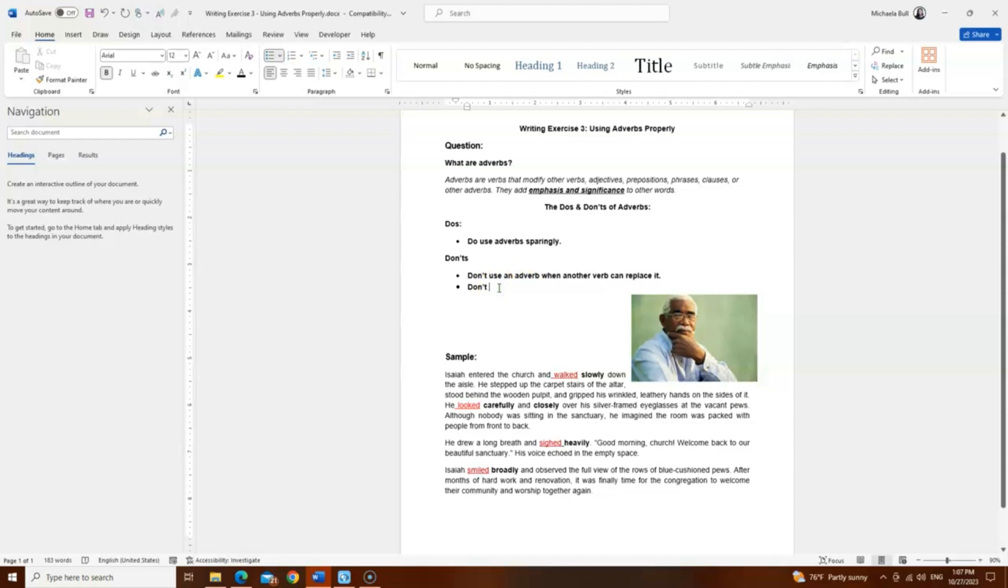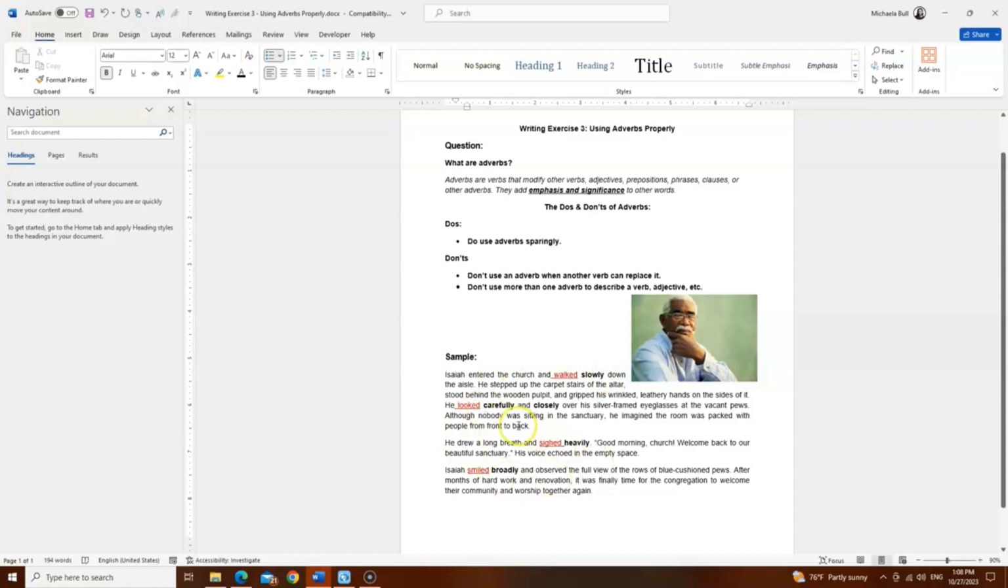And the last don't that I have is don't use more than one adverb to describe a verb, adjective, etc. If you're going to use an adverb, it's a good idea to just use only one adverb instead of multiple adverbs, because again, that can cause your writing and the pacing of your sentences to be more slower and more cluttered.